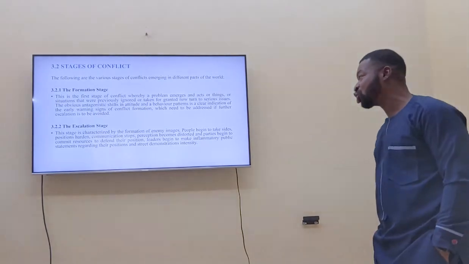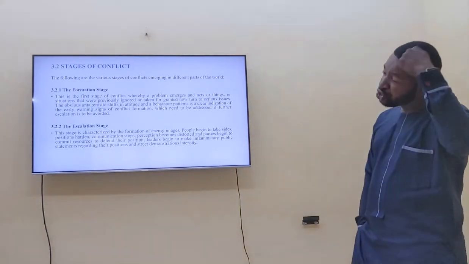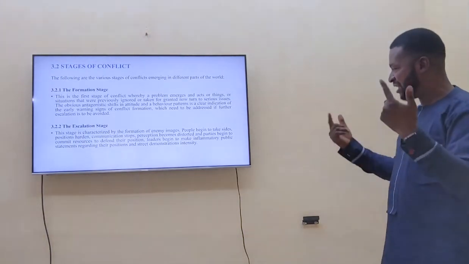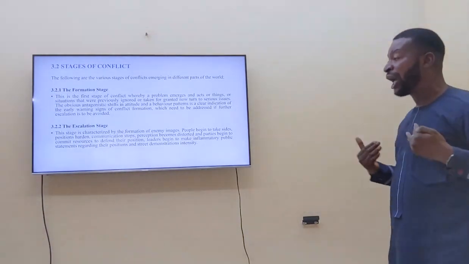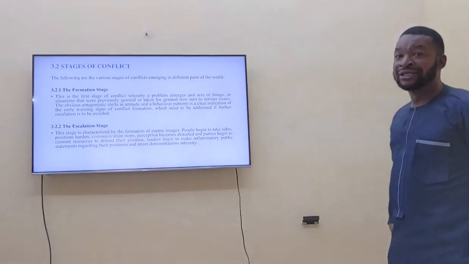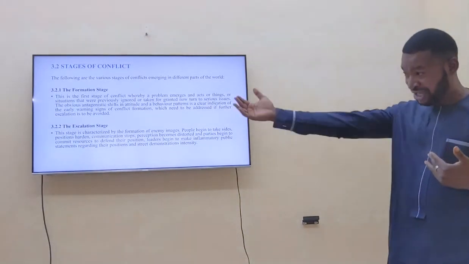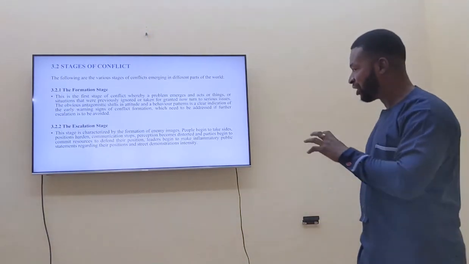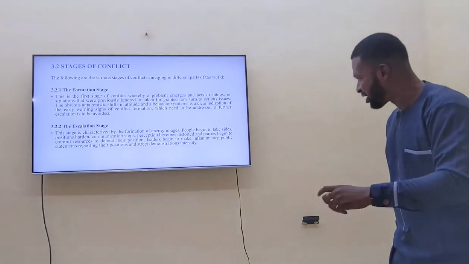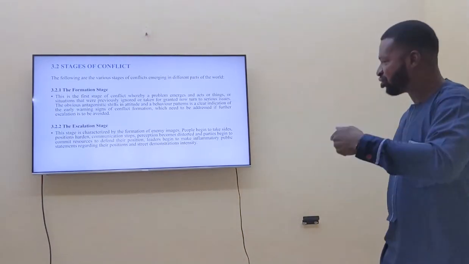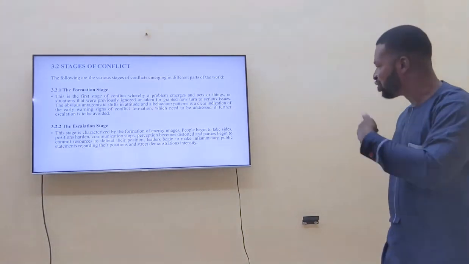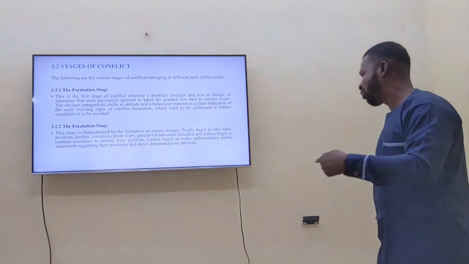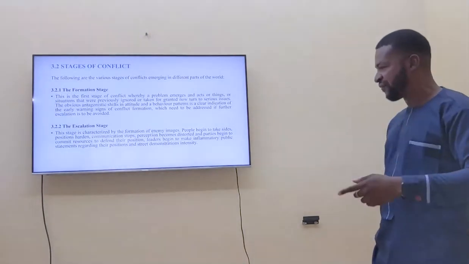The second one is the escalation stage. The escalation stage is when the problem is not solved in the formation stage. When the problem is not sorted out in the formation stage, it escalates. Now these people know that they are sworn enemies, and they bring out their arsenals to counter and attack each other. People begin to take sides, positions begin to harden, communication stops, perception becomes distorted, and parties begin to commit resources to defend their position. Leaders begin to make inflammatory public statements regarding their position, and riots and street demonstrations intensify.